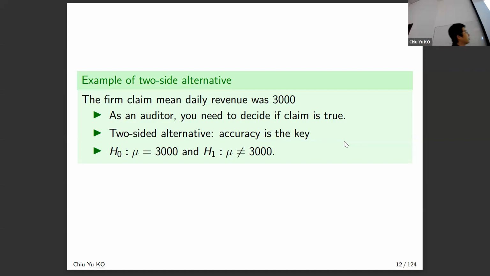Of course, if you are a bank, you care about overstatement more. If it is the government, the tax authority may care about understatement more. But as an auditor, you care about both sides.